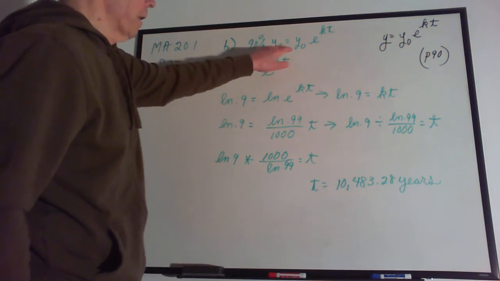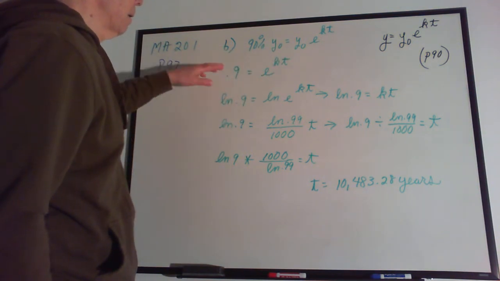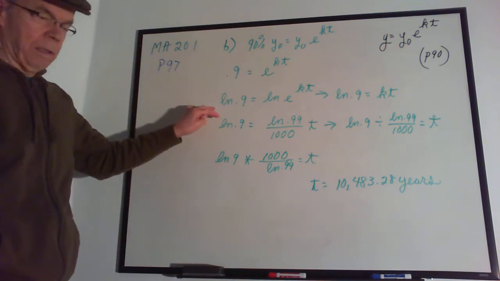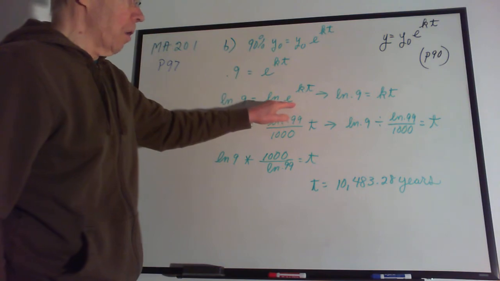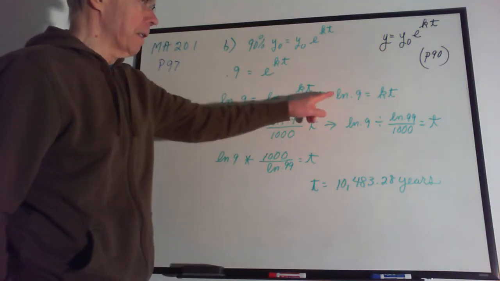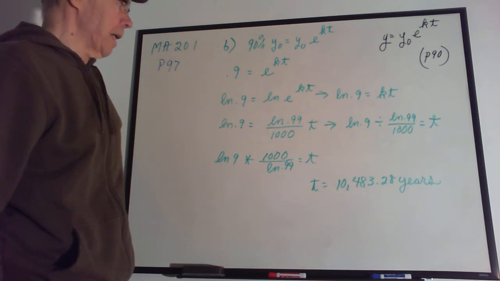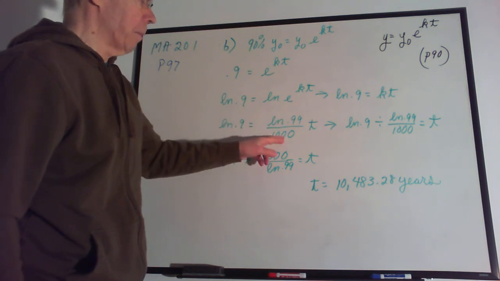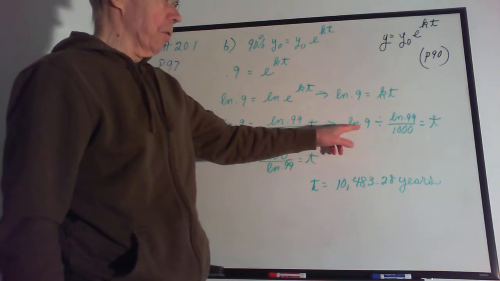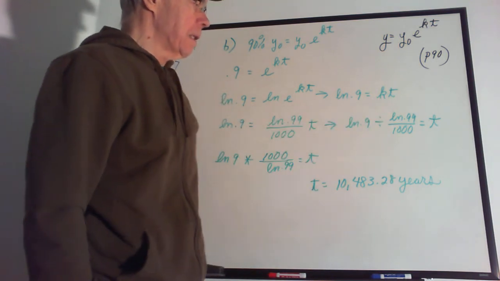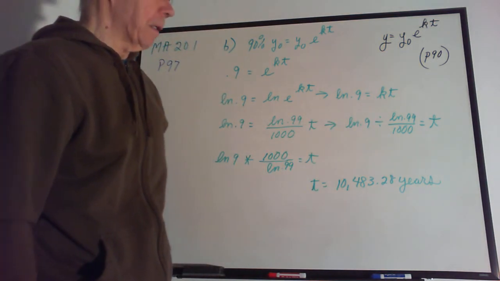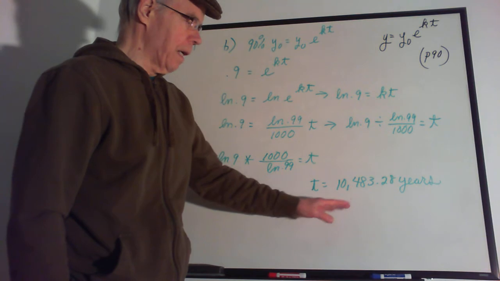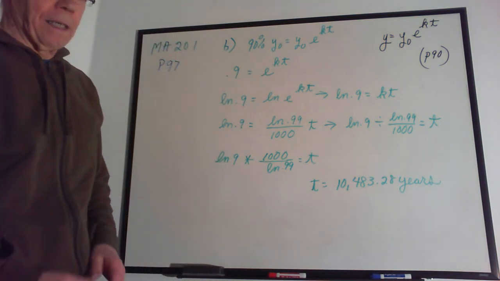All right, I have y sub 0, divide through, they cancel each other, so it's 0.9 equals e to the kt. Take the natural log of both sides. By properties of logs, this is going to be equal to kt. So I have the natural log of 9/10 equal to kt. K from the previous problem is natural log of 0.99 divided by 1,000. So the natural log of 0.9 divided by the natural log of 0.99 divided by 1,000 equals t. And you do the arithmetic and you will end up with 10,483.28 years.